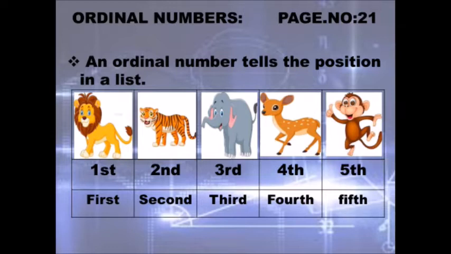Next, elephant. It is in third position, T H I R D, third. Next, it is deer and it is placed in fourth position, F O U R T H, fourth. Next, it is monkey and it is placed in fifth position, F I F T H, fifth.